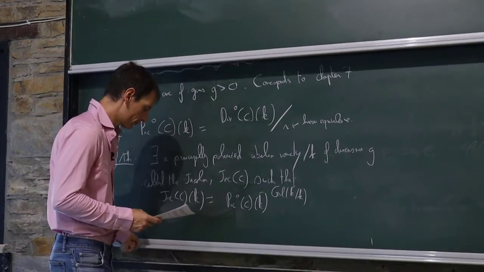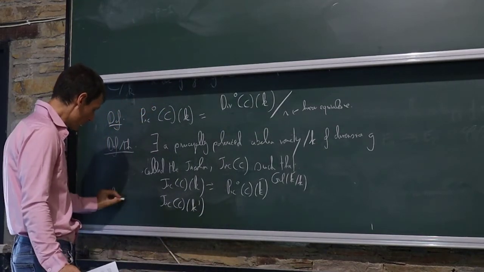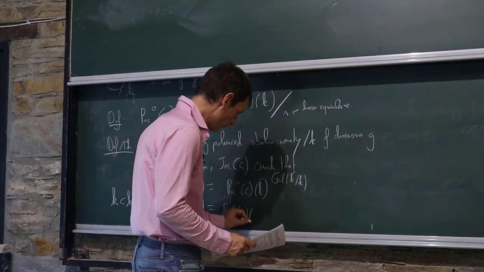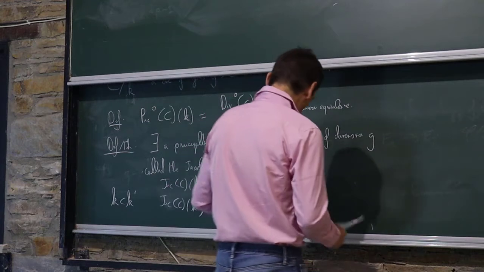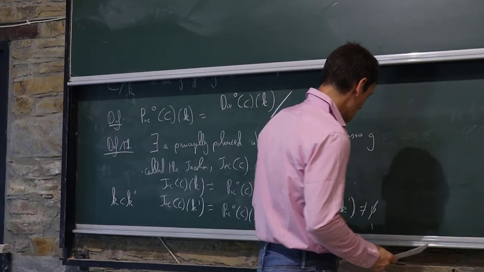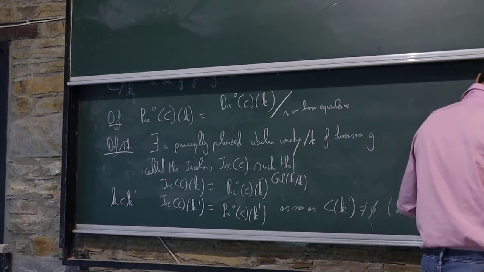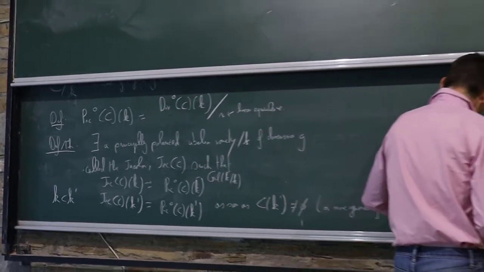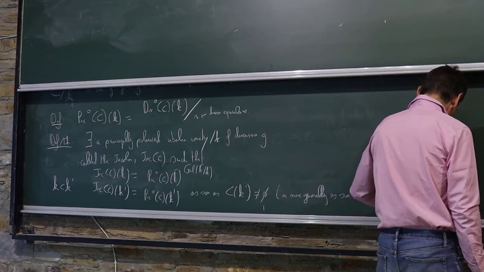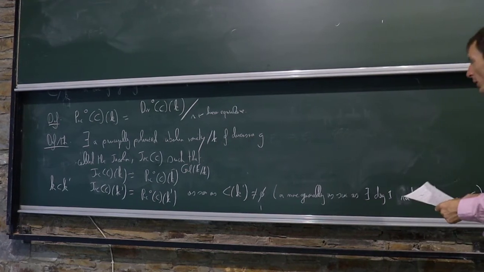And Jac C over any extension k', which is just an extension of k, is going to be exactly the elements of Pic^0 defined over k', as soon as C(k') is non-empty, or more generally, as soon as there exists a degree 1 rational divisor on C.